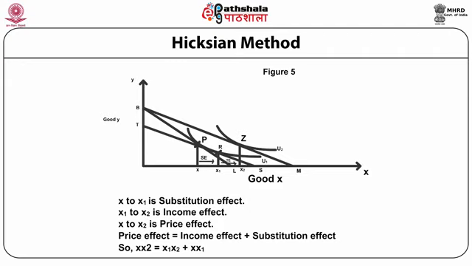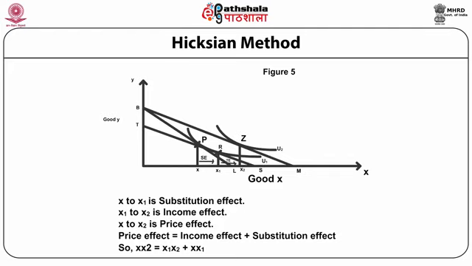Movement from point R to point Z is called income effect, because if the consumer's income is not held constant, he will move from point R to point Z, which means with an increase in the consumer's income, his consumption of good X will also increase. So the increase in quantity demanded of good X with the fall in price of good X is called income effect. Now we can summarize that the price effect is equal to substitution effect plus income effect.